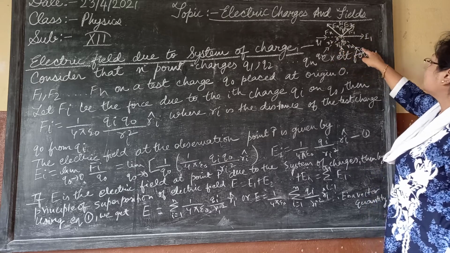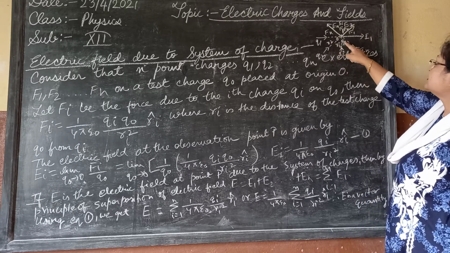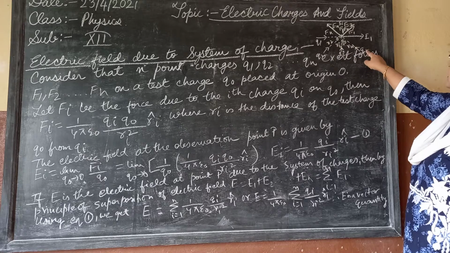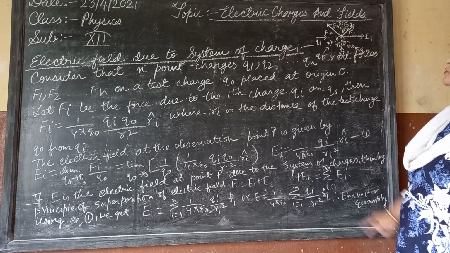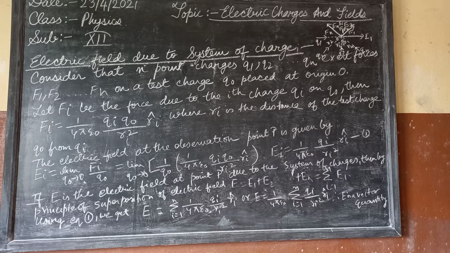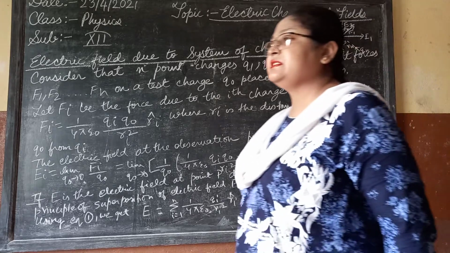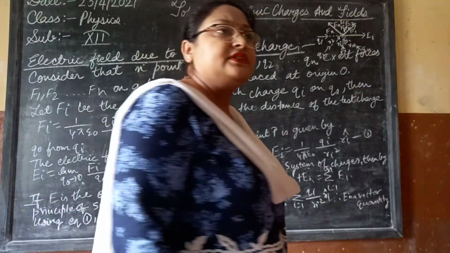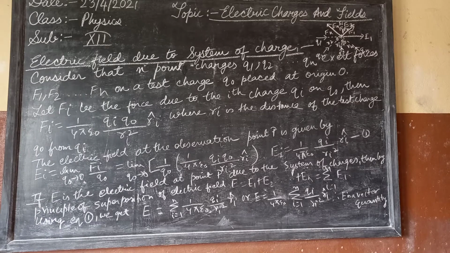And these are the charges: this one is Q2, this one is Qi, Q1, Qn, and so on. So this is the positive test charge Q0. Now Fi is the force due to the ith charge particle Qi on Q0. So basically we are focusing on the Q0 part, that is the test charge, and taking the ith charge Qi acting on the test charge Q0.